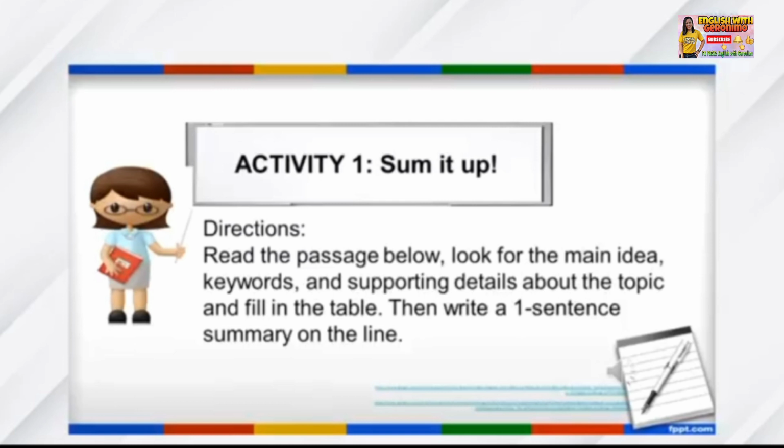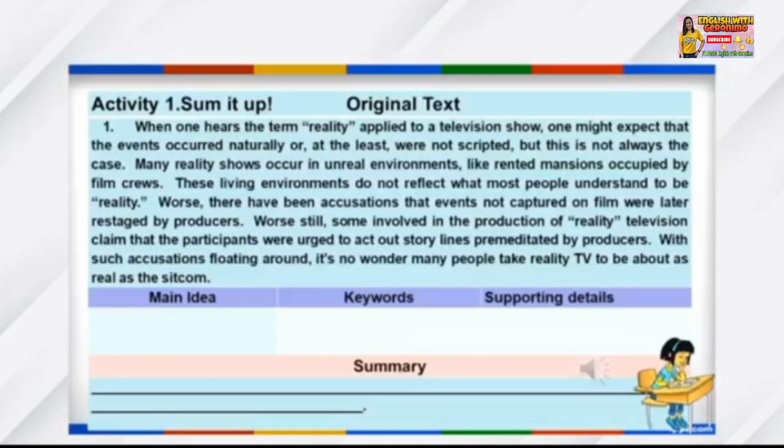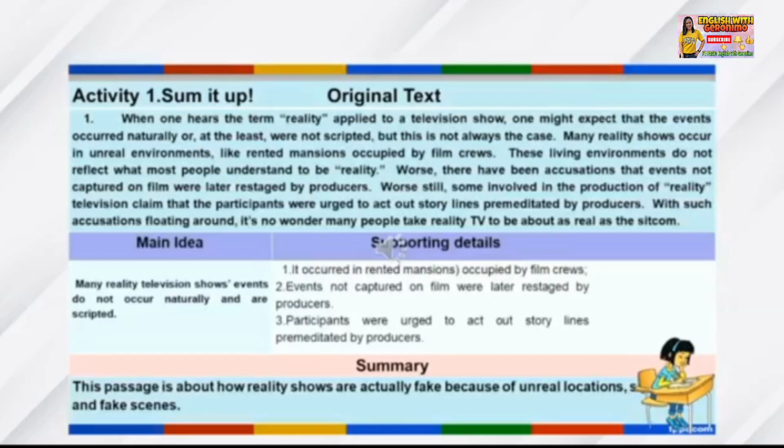Now let's work on some exercises to test whether you gained comprehension on the lesson discussed. You can read the passage below and look for the main idea, keywords, and supporting details about the topic and fill in the table. Then write a one-sentence summary on the line. You may pause the video if you need more time to answer. You may press the play button again to continue answering. Here's the text. Here is the possible answer for the main idea, supporting ideas, and the summary of the text.